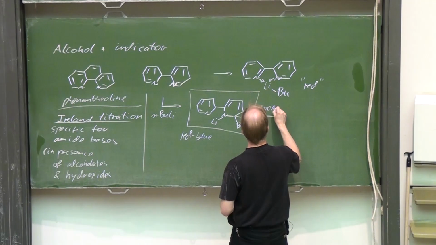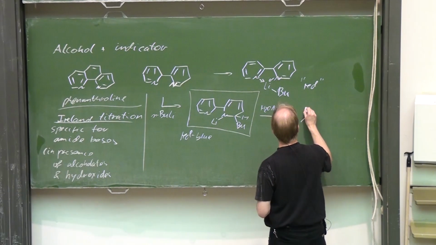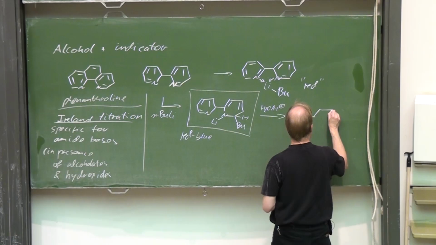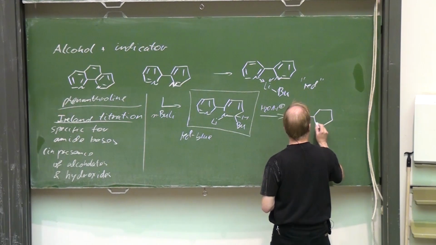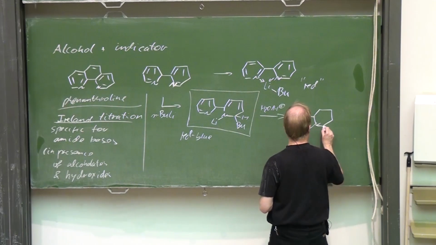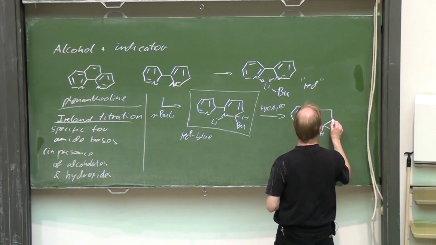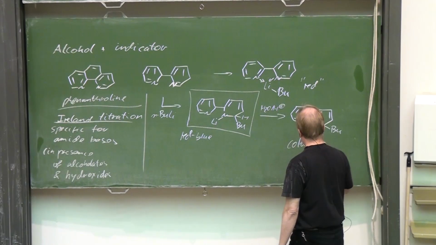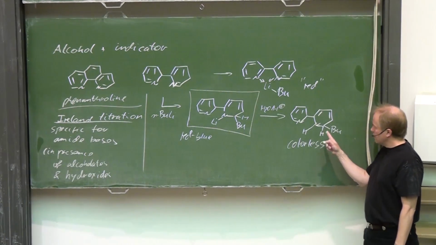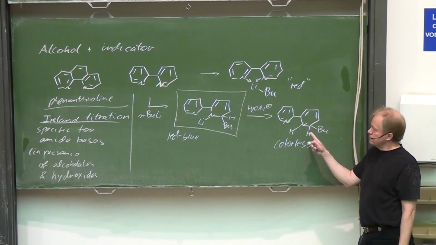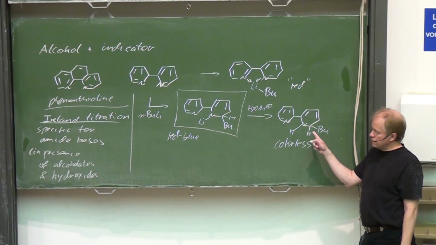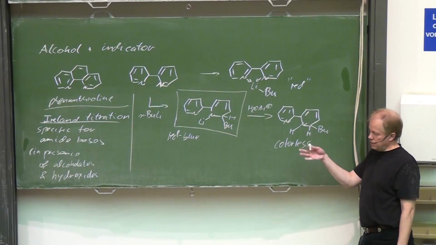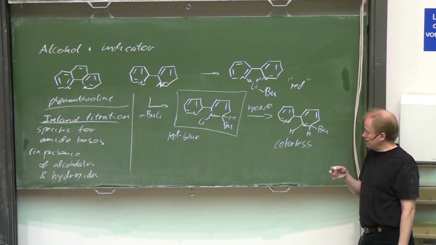Hydrolysis gives a colorless indicator. And this indicator then is specifically deprotonated by amide bases in the presence of hydroxide and alcoholates, as I said before.